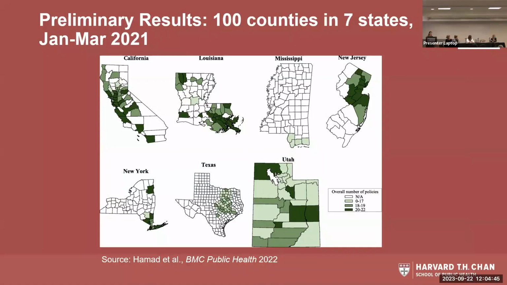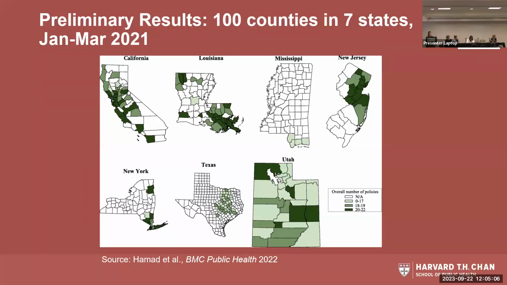So here's a preliminary result from the first wave of data collection, which included 100 counties in 7 states at just one point in time in early 2021. The darker greens mean that more policies were passed in those counties, and lighter colors mean fewer policies were passed. And white here indicates that they weren't included in that preliminary data set.